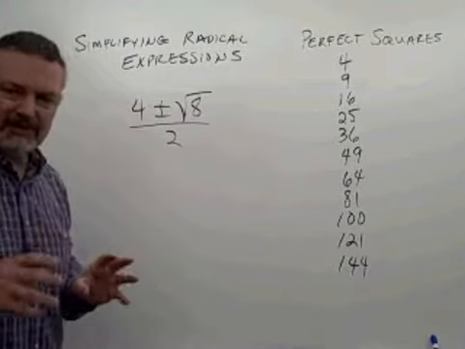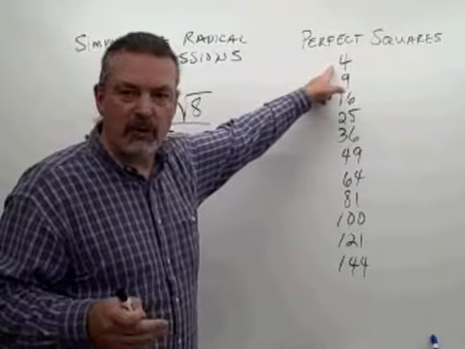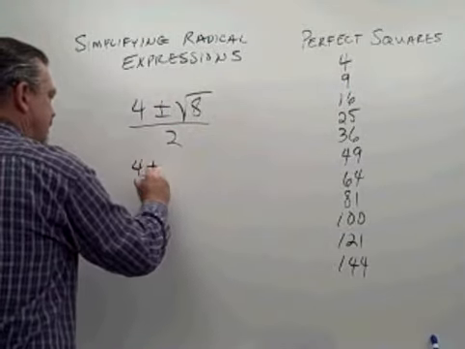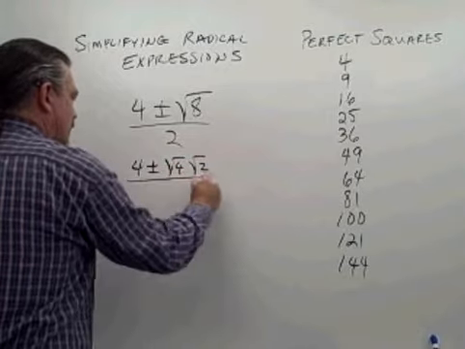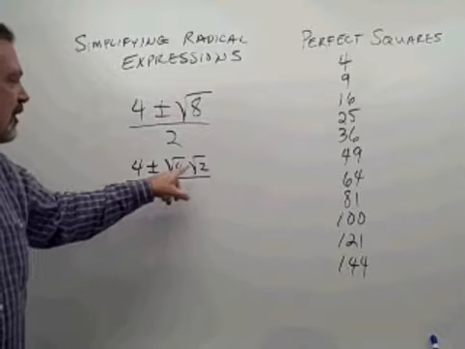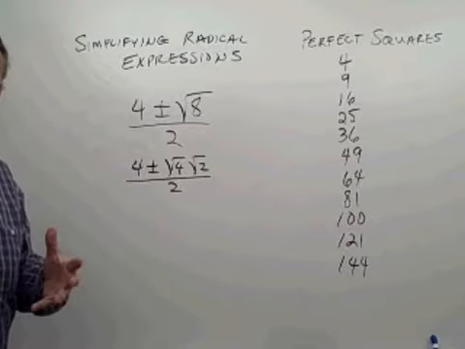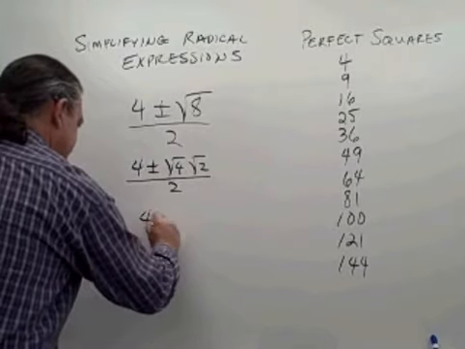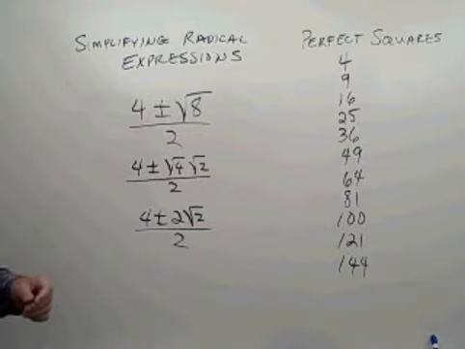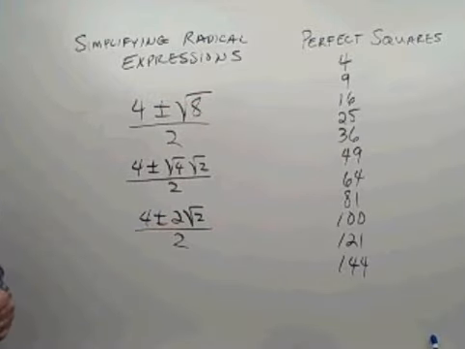So going back to our process of simplifying the radical expression, we recognize that 8 has 4 as a factor. So we can take the square root of 8 and break it apart into the square root of 4 times the square root of 2. But the square root of 4 is equal to 2. So the simplified radical form of the square root of 8 is 2 times the square root of 2.